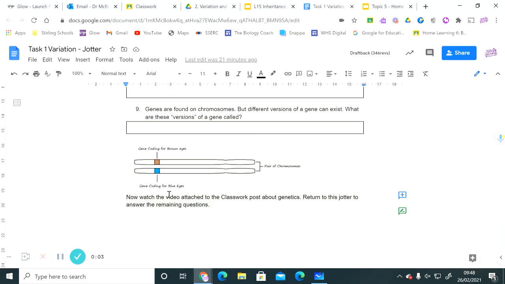I'm hoping that you've basically reached this part in your jotter and you're ready to now think about genetics. Now, this is a tricky bit to do from home, so I'm just going to talk through the key bits to try and get you through this next section.